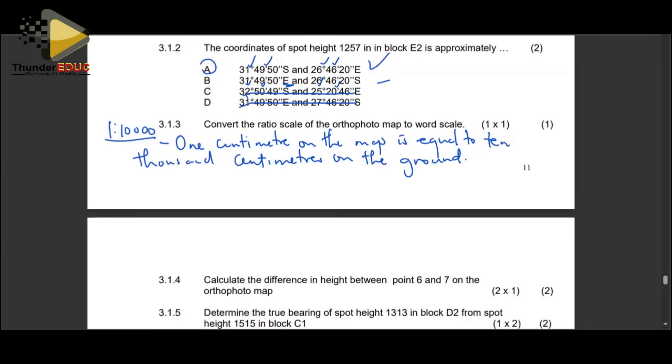So you are supposed to write it in words. 1 to 10,000, what does it mean? It means 1 centimeter on the map is equivalent to 10,000 centimeters on the actual ground.